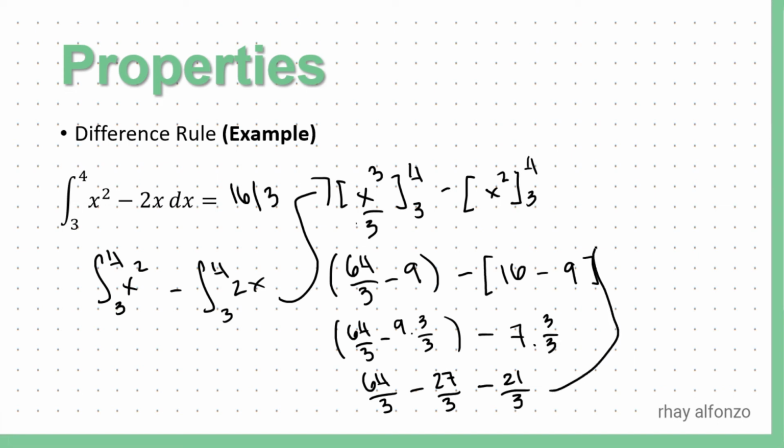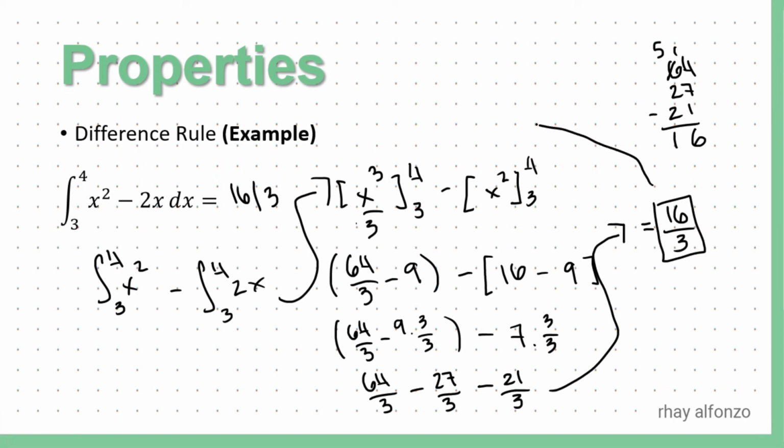So this now gives us 64 minus 27 minus 21. So we have 64 minus 27 minus 21. So 14 minus 7 is 7, minus 1 is 6. So this becomes 5. 5 minus 2 minus 2 is 1. So we have 16, and just copy the denominator 3, which is the same when integrating directly.